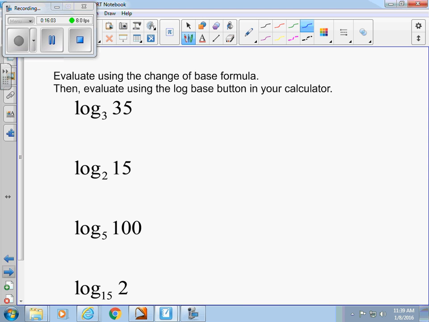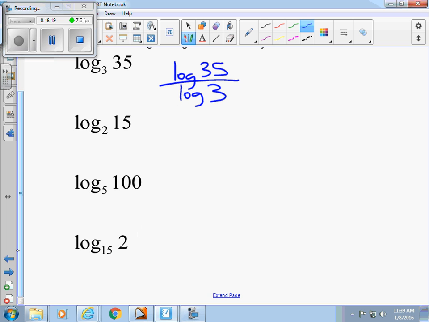I will do one. If I wanted to type log base 3 of 35 using only the change of base formula and not the log base button, how would I type it? Log 3 over log. This one, log of 2 over log of 15. Right, so easy enough. That's how the change of base formula works. If you just needed it, there it is.